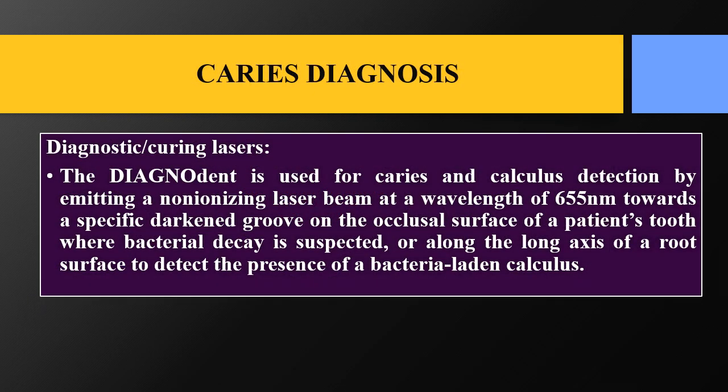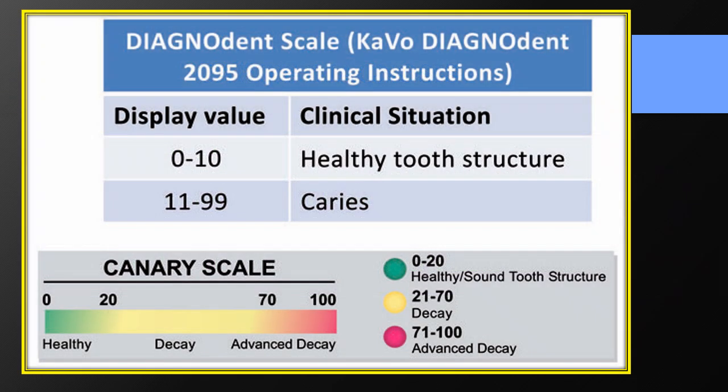For caries diagnosis, the example is the Diagnodent, which is used for caries and calculus detection. The wavelength that is used is 655 nanometer. The Diagnodent has a scale with a display. The display shows 0 to 10 and 11 to 99. 0 to 10 is healthy tooth structure and 11 to 99 is caries.